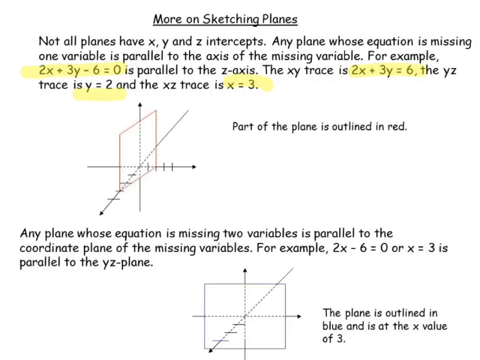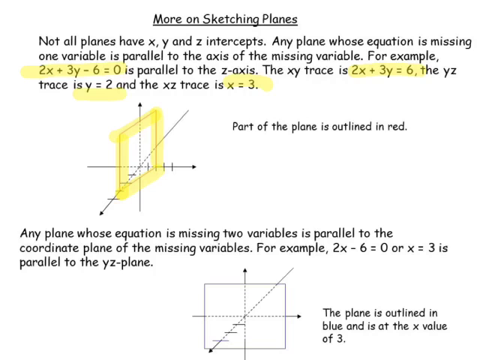I did add this extra line up here just to make it look like a plane. What I'm highlighting here was our 2x plus 3y equals 6. Y equals 2 would be this line right here, and x equals 3 would be this line right here. And just to make it complete, I made it a rectangle so we can visualize that plane.